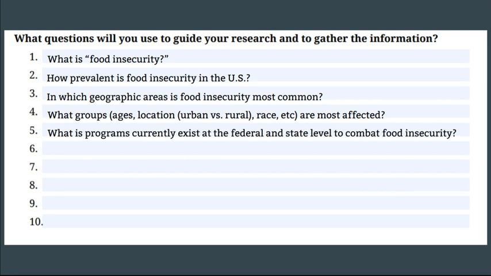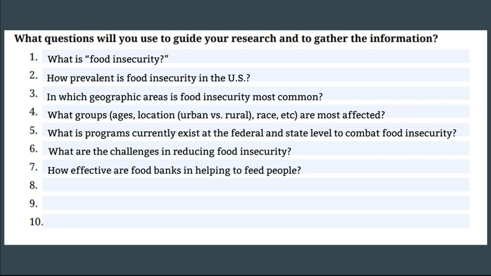My next question is, what's the status quo? So what programs currently exist at the federal and state level to combat food insecurity? This could be a pretty complicated question, especially because it may vary significantly by state. I'm not exactly sure. I'll have to find out. What are the challenges in reducing food insecurity? So obviously this is a problem. So what are the challenges that these groups face and programs face?